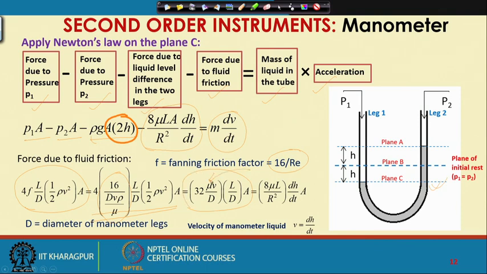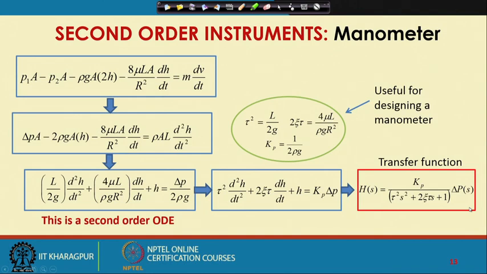Now, V, which is the velocity of the manometer liquid, can be taken as the rate of change of H with respect to time. So, V equals dH/dt. So, finally, the force due to fluid friction can be written as this. So, this is the equation we obtained in the previous slide.